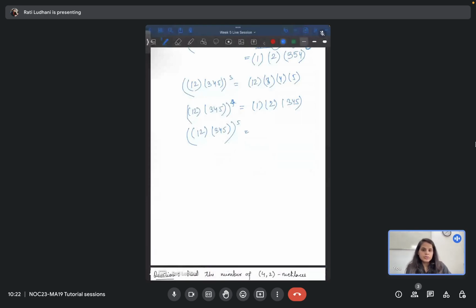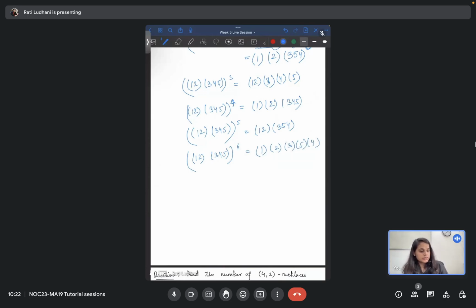So similarly, when you do 1 2 3 4 5 raised to power 5, you will get 1 2, and here you will get 3 5 4. And when you do the sixth power, then actually you will get identity for everything. So that is the least number you will get.